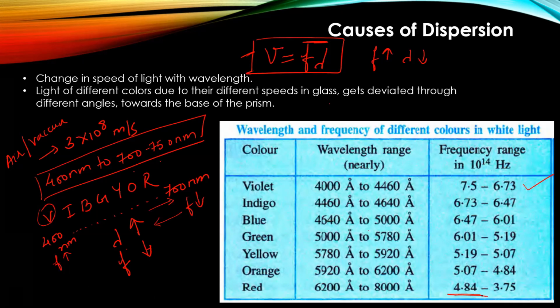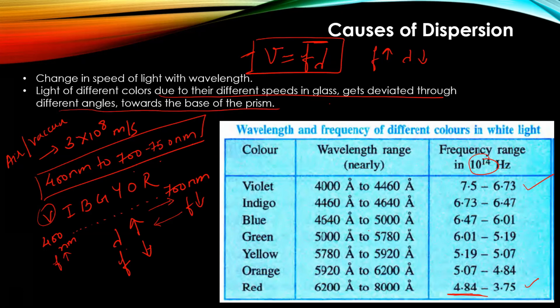Okay, see this. 4.84, 10 to the power 14. This is in the range of 10 to the power 14. Now, light of different colors, due to their different speeds, gets deviated through different angles towards the base of the prism. This is very important, because this tells us why the red light is getting the least bended and violet light is getting the most bended.